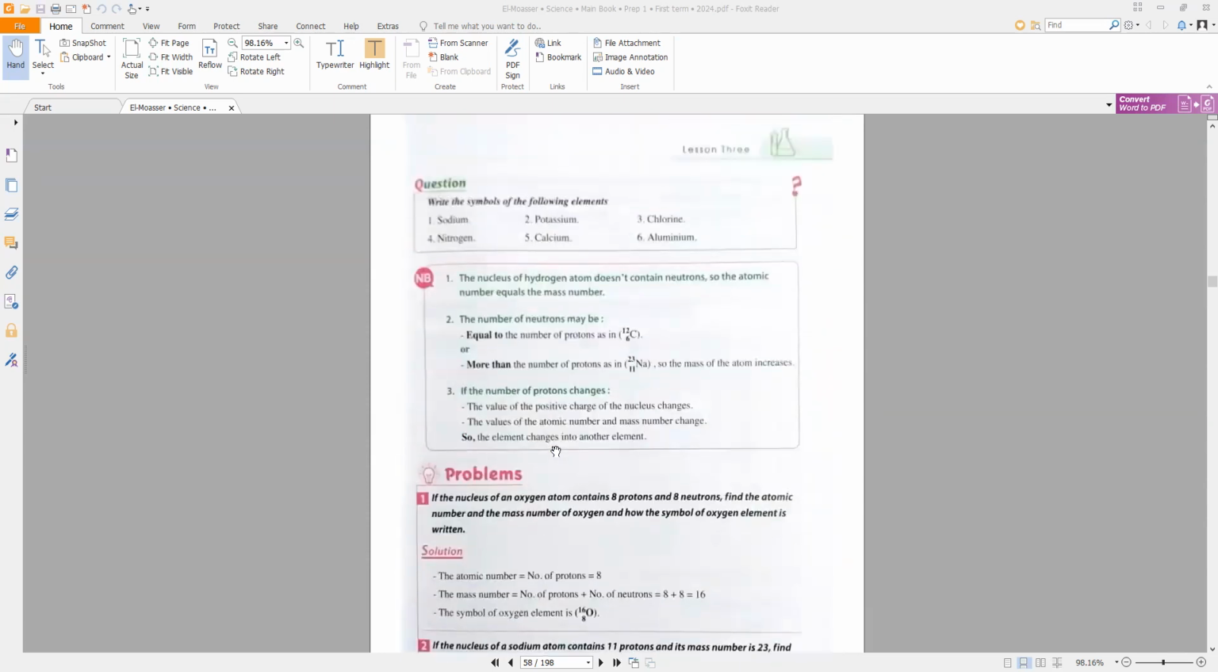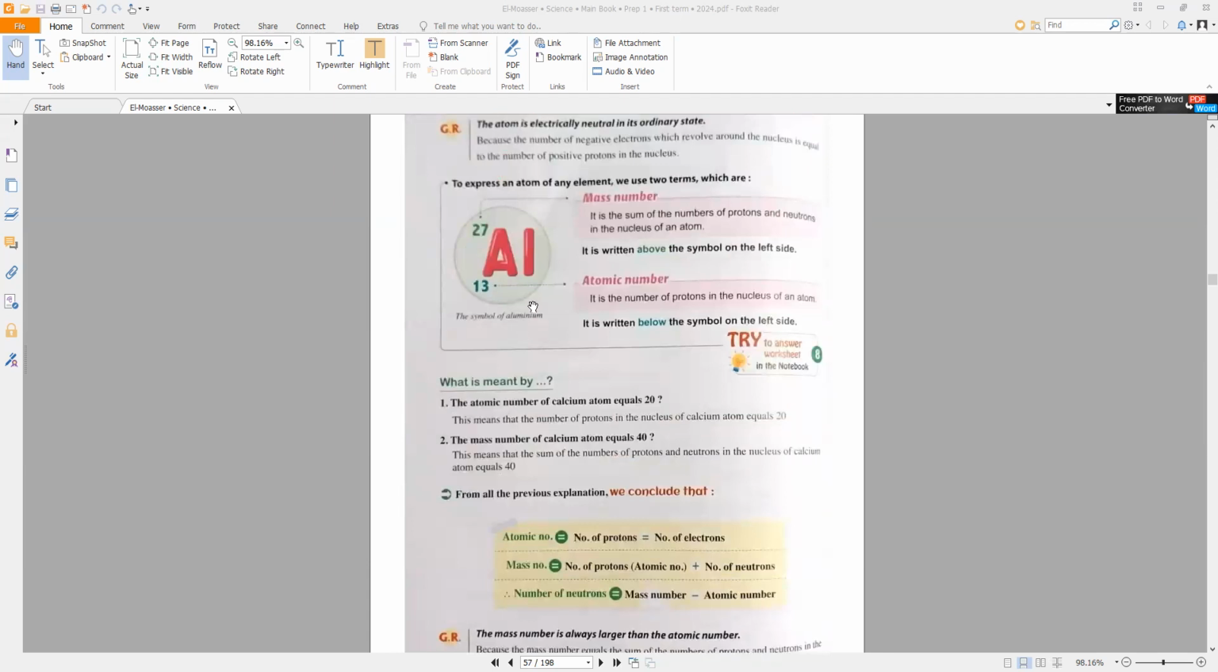And today we will answer some questions on this point. But firstly, I want to give you an example before we answer the questions. If you have this element, this is called Na. This is called sodium. The atomic number of sodium is 11, and the mass number of sodium is 23. Let's answer questions on this. Number one, the symbol of sodium is Na. The atomic number is 11. The mass number is 23.